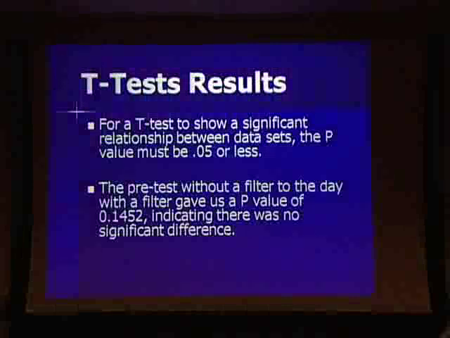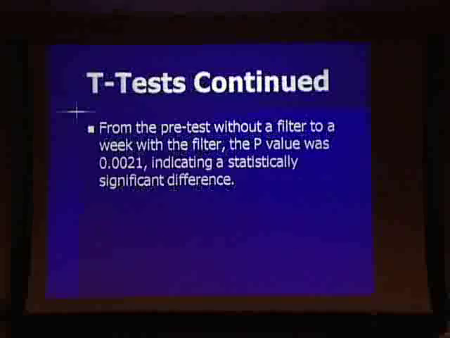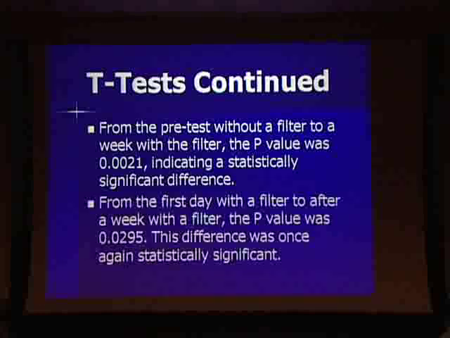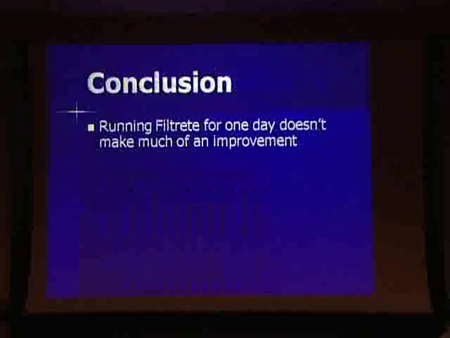And then I did a t-test to compare my results, and for a t-test to be significant, it had to be 0.05 or less. My first pre-test without a filter to the day with the filter gave me a p-value of 0.1452, which was not significant. And then for my pre-test without a filter to a week with the filter running, the p-value was 0.0021, which was statistically significant. And then from the first day with the filter to after a week with the filter, the p-value was 0.0295, and this was once again significant.